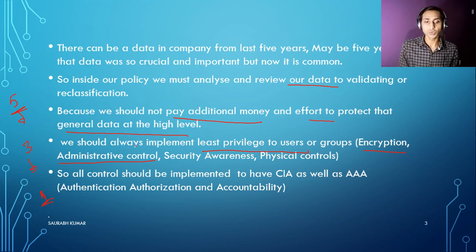Next, all controls should be implemented to achieve the CIA. Our main agenda is to fulfill the CIA. We should always have the confidentiality of each resource. We should always have integrity: it should never be changed or manipulated by anybody. And then we should always take care of availability.